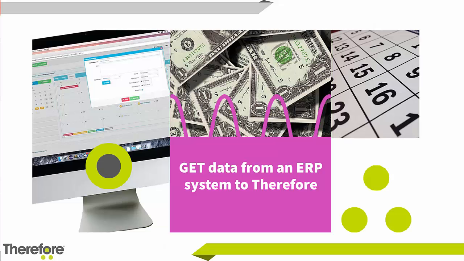So of course, the big one here is to get data from an ERP system to Therefore. Typically when our customers are using Therefore, they do all their booking in a third-party ERP system like SAP, Microsoft NAV. In Austria, a big one is BMD.